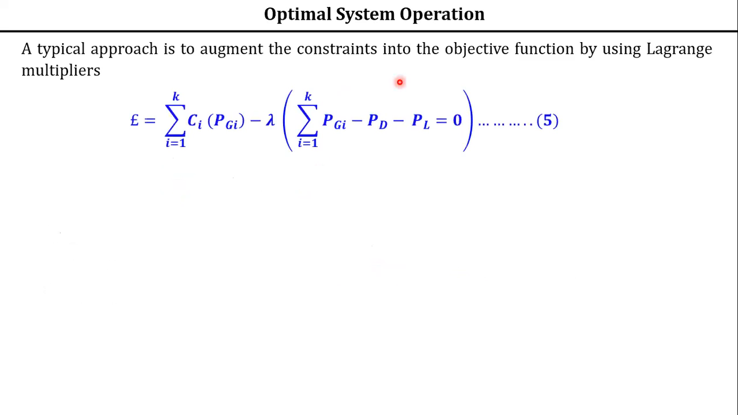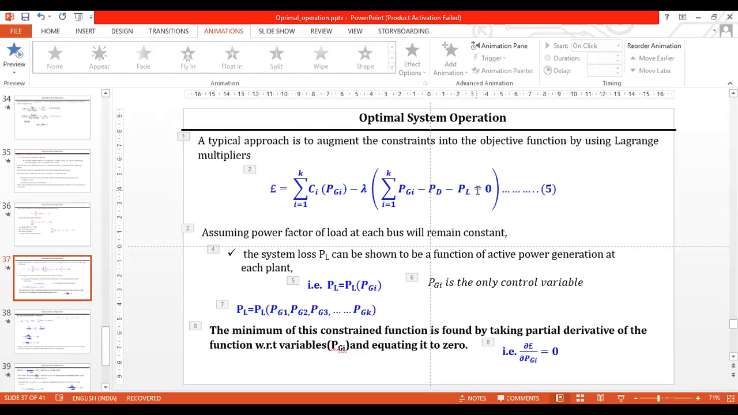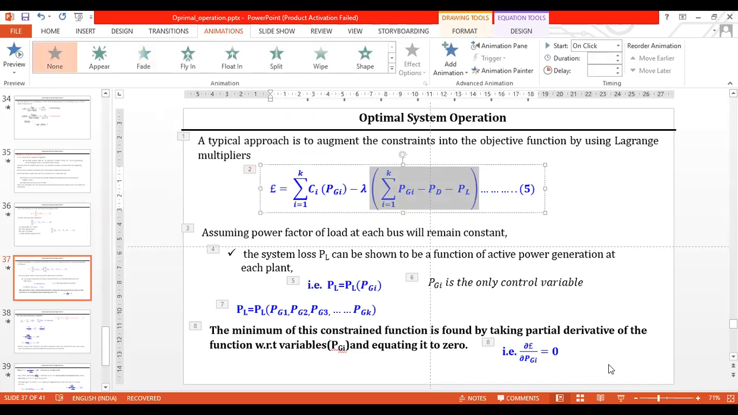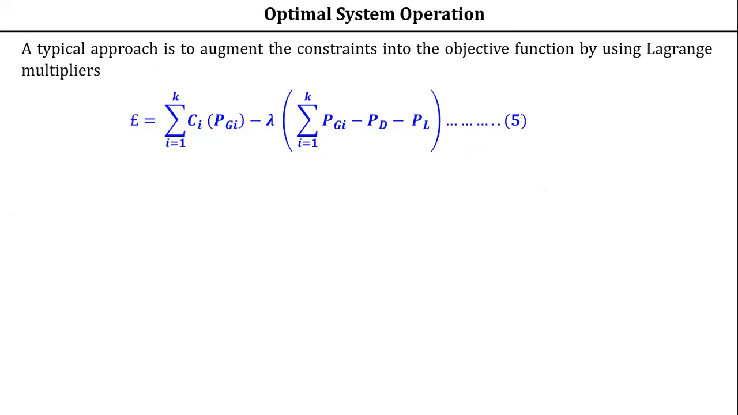You see here, this one minus lambda of this one. So actually here the 0 is not there. So just this is what we have to do: summation of PGi minus PD minus PL. This 0 is not there actually because I have taken the whole constraint. Let me correct it here only. Okay. Now this is the equation. This is how we have augmented the equality constraint into the objective function.